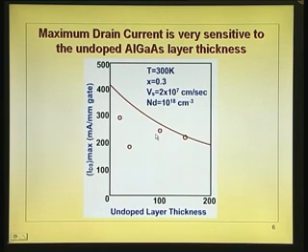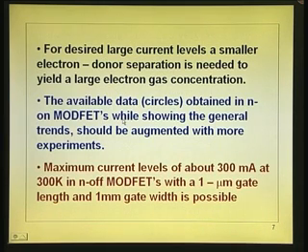In the particular literature that I have, these are values which are there. I am sure some more points would have been fitted into that, but the truth is that the thinner it is the better. So, they use about 20 angstroms, so that you get the best result. So, this is summing up what we have said now. For desired large current levels, smaller electron donor separation, that is a spacer layer, is needed.